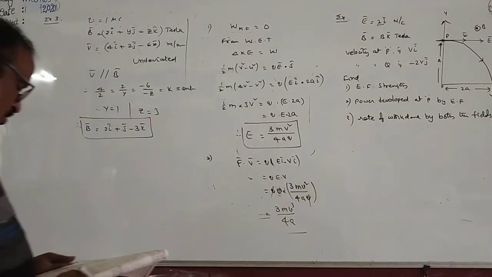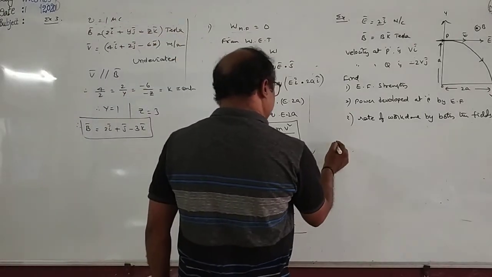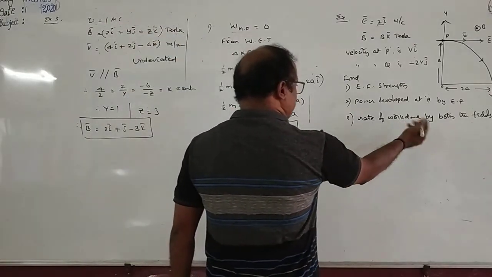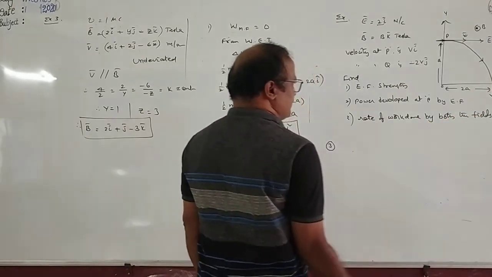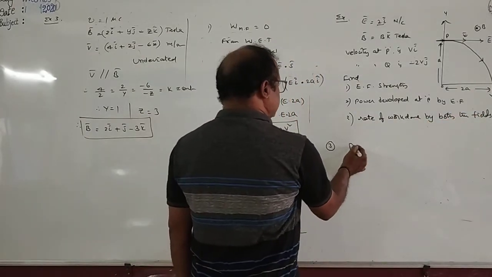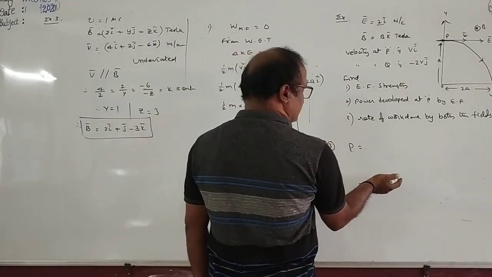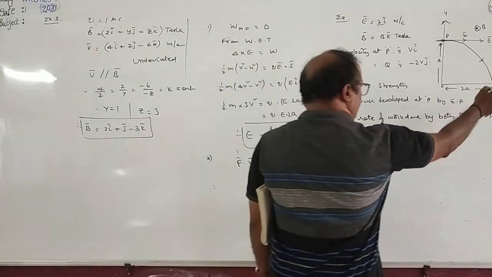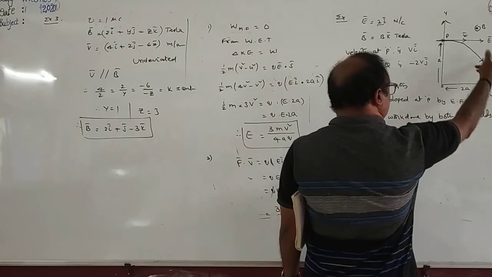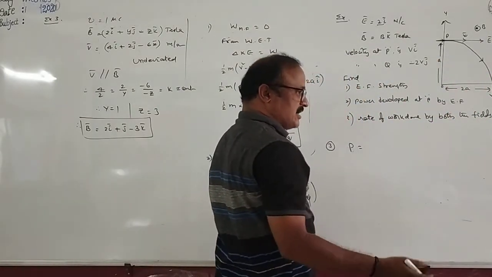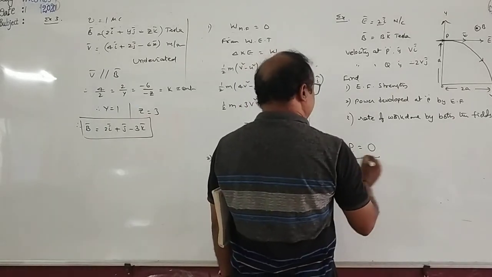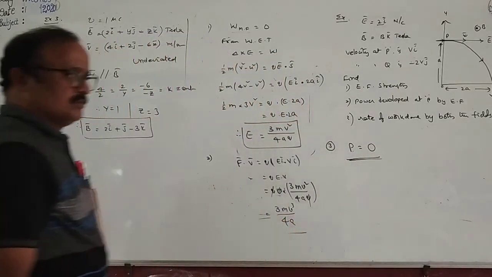Now again, third one, rate of work done is also called power. Power developed by both fields at Q. Power developed is equal to rate of work done. So at Q, velocity is perpendicular to both electric field and magnetic field. If both are perpendicular, theta becomes 90, cos 90 equal to 0. So the power developed by both fields at Q is equal to 0.